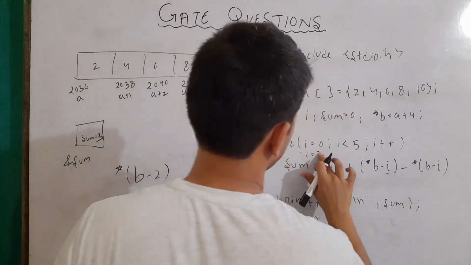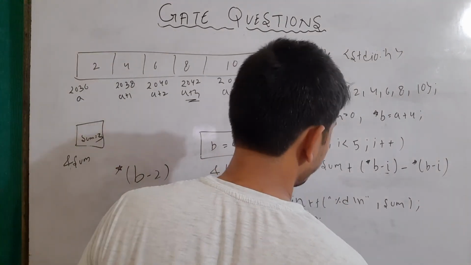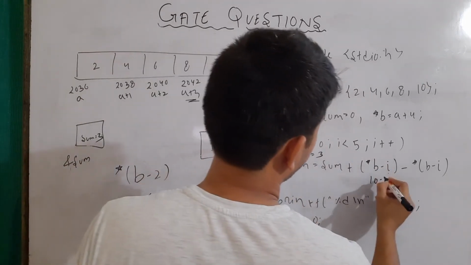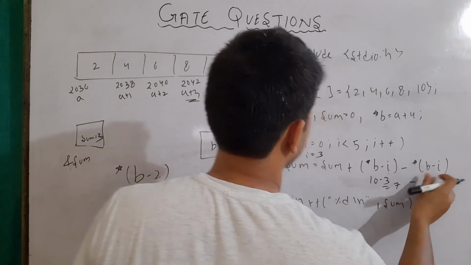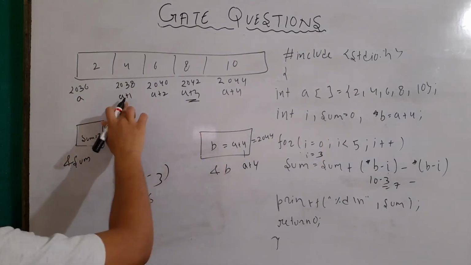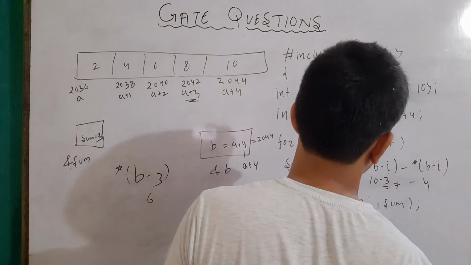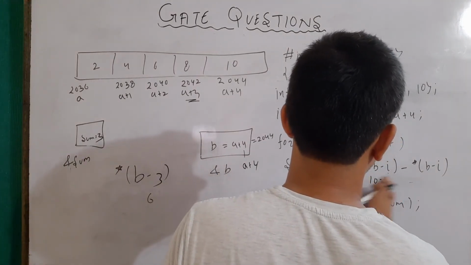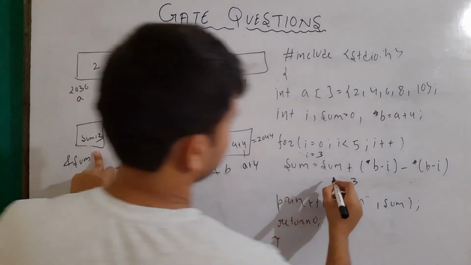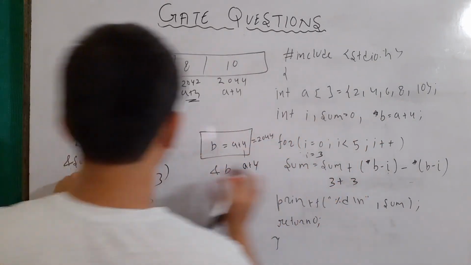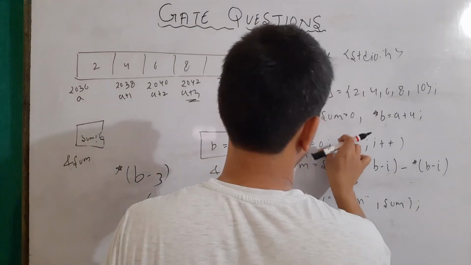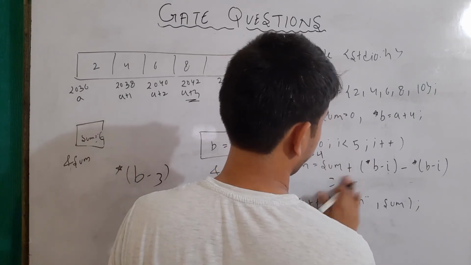Okay, then there will be another or next iteration in which I will become 3. So asterisk b minus I means 10 minus 3, which means 7, and asterisk b minus I. Now b minus 3, so 1, 2, 3, 4, so 7 minus 4, right? And this will give me 3 as an output, right? And currently the value of sum was 3, so this will be 3 plus 3, and sum will be now 6, right?